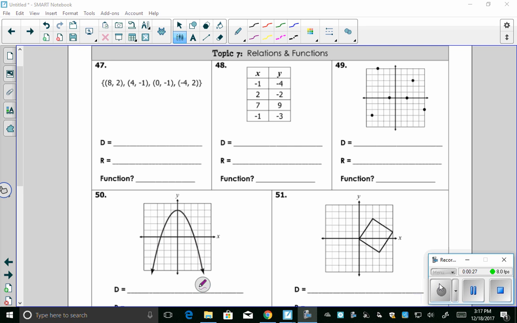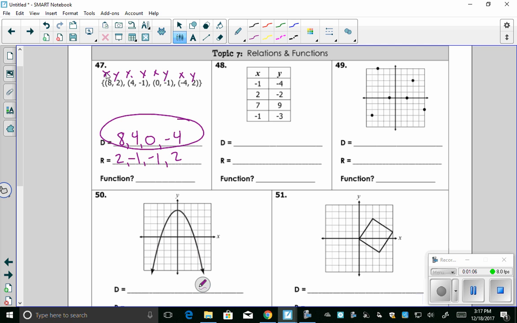For this problem, if I have an ordered pair, you have to remember that ordered pairs go x, y. So for my first ordered pair, my domain is going to be 8, and my range is going to be 2. X, y: 4, negative 1. X, y: 0, negative 1. X, y: negative 4, 2. Now, in order for it to be a function, none of these can repeat. Because none of them repeated, your answer is yes. It is a function.